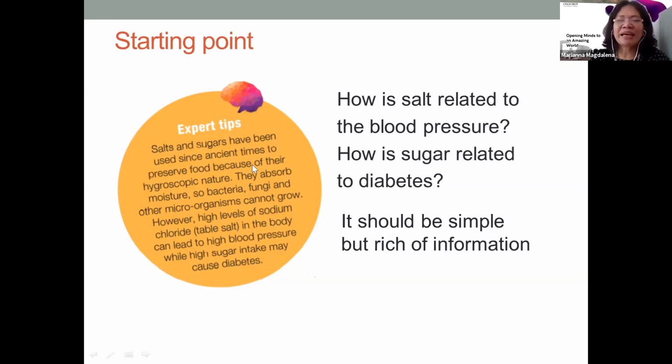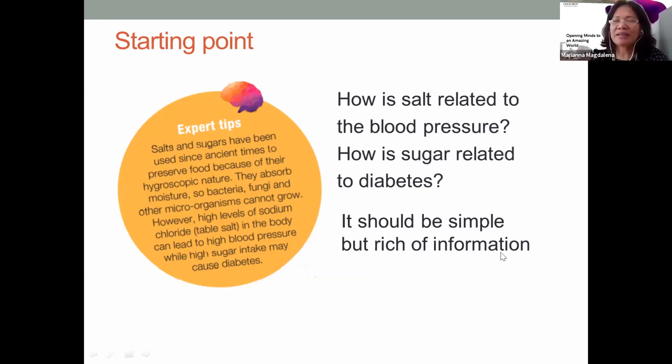And then you can go further, ask them, what does hygroscopic nature mean? And because they have already learned about bacteria in the previous lesson, or probably before, then you can connect it with these things, with the salts and sugars. It's also to remind them about the bacteria. So it should be simple but rich of information.